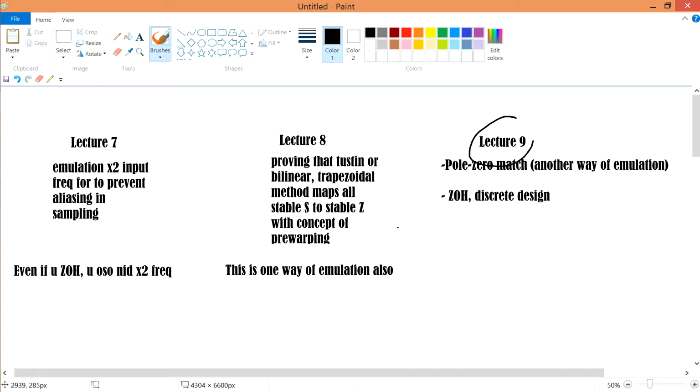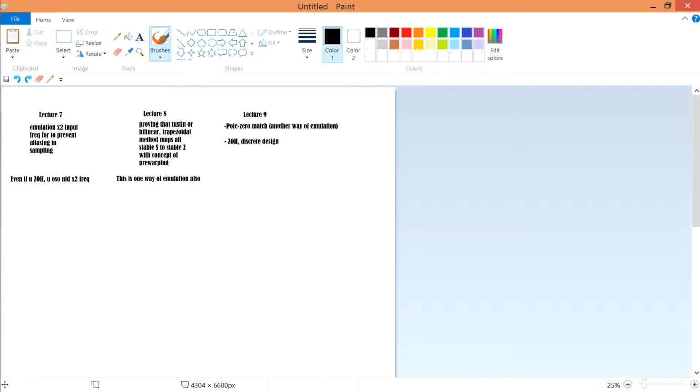In this series of lecture 9, we talk about pole zero match. Alright, it is another way of emulation, to model your digital in terms of the analog. Alright, and the last one, which was just a few videos, two videos ago, talks about the 0th order hold, which is a discrete design. Alright, because you want to hold discretely every discrete sample, some different samples that you take, you're going to hold it discretely and do things like this. So this is in terms of the discrete design.